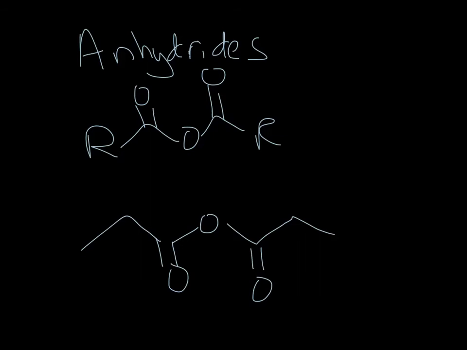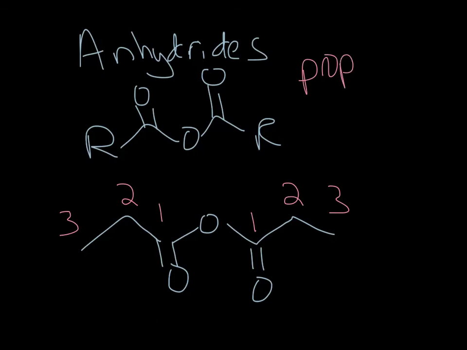This guy has 1, 2, 3 carbons and 1, 2, 3 carbons, so this would be called propanoic anhydride. So it's two separate words because we know it's an anhydride and there's only one descriptor out in front there, propanoic, then we know it has to be symmetrical. So if it is symmetrical, you put the name of the groups coming off of that middle oxygen and then the word anhydride.